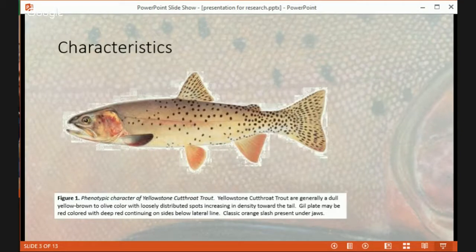So characteristics of the Yellowstone cutthroat: they're aggressive feeders. Phenotypically, they're a dull yellowish brown, sometimes an olive brown color. They have a red patch on their cheek, which can extend down the lower part of their side, and they have an orange slash under their jaw. Their spots increase in density as you go towards the tail.